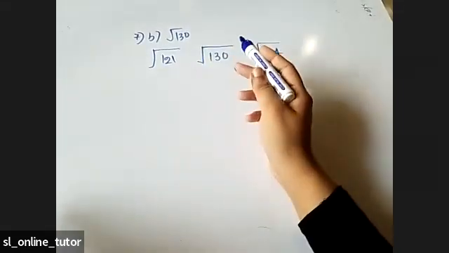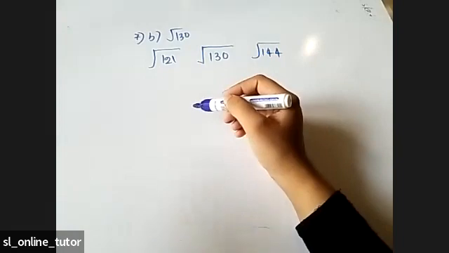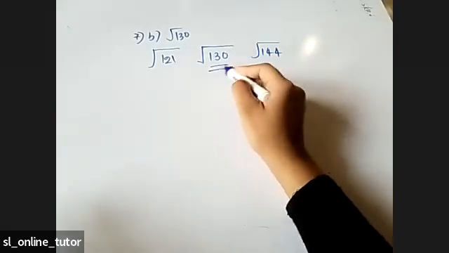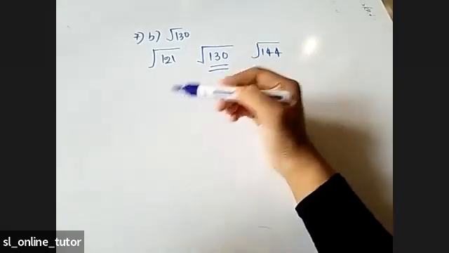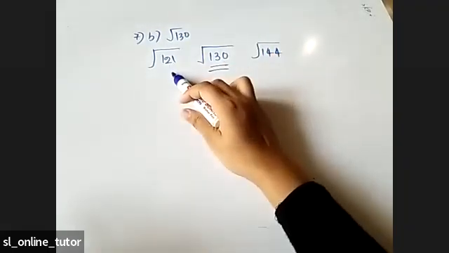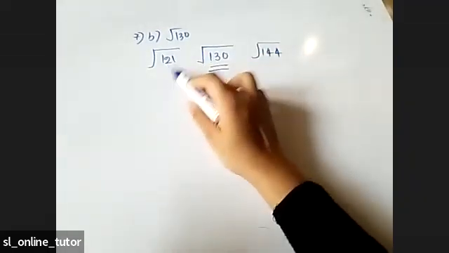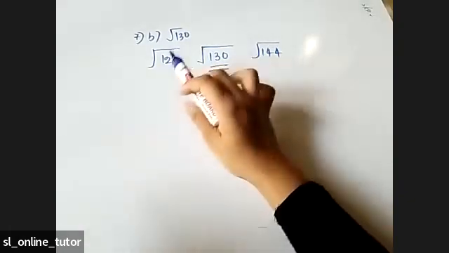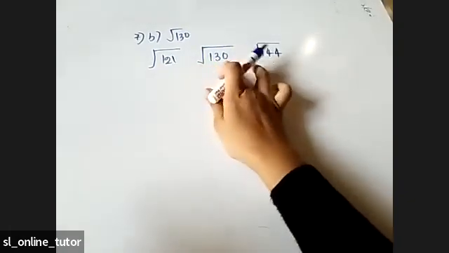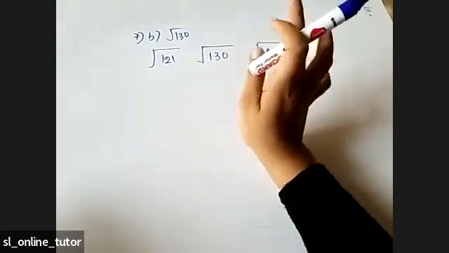You should know the multiplication table. Square numbers you should know. 10 times 10 is 100. This is 130, more than that. Then 11 times 11 is 121. 12 times 12, 144. The values you are selecting on either side should be less than and greater than. That's how you are checking. Other than that, we don't have any specific method.